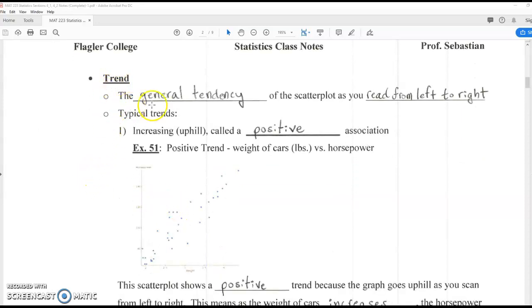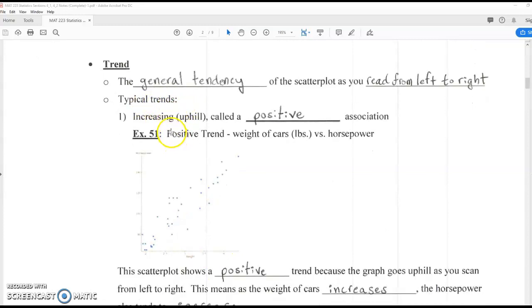Trend is the general tendency of the scatter plot as you read it from left to right, along the x-axis. The typical trends that you will see are an increasing or uphill trend, often called a positive association. In other words, as the x increases, in this case weight, the y value tends to increase. So this is going uphill.